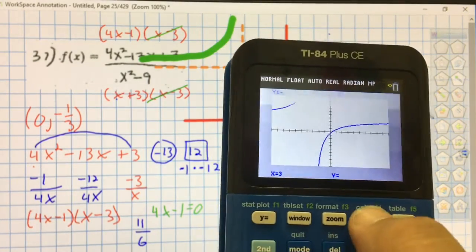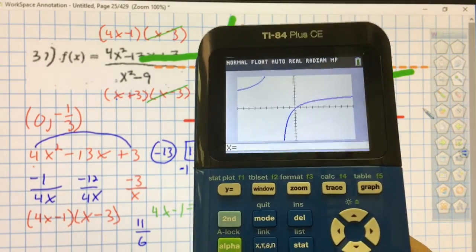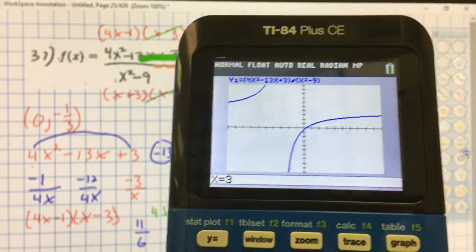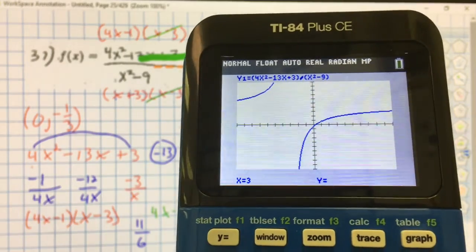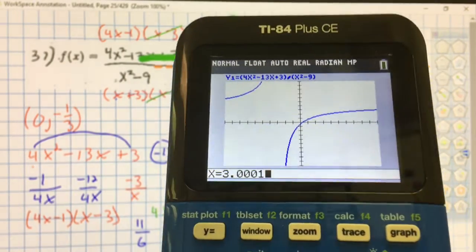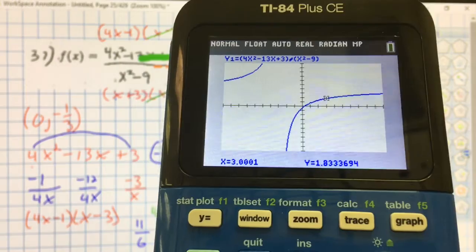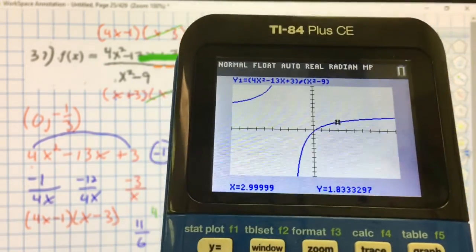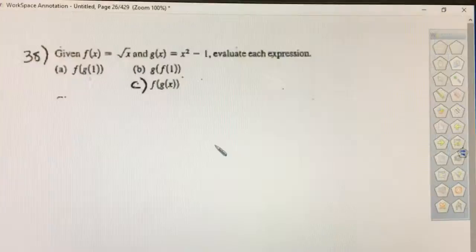Notice if I hit second trace and go to value, and I type in a number, it will give me the value of that number. It's pretty nice. And if I type in 3, there's a hole at 3, it gives me no answer over there. See how there's no answer at y? But if I type in 3.0001, it'll take me just to the right, 1.8. If I do 2.9999, it'll give me right to the left of that. But when I type in the 3, it doesn't give me any value.